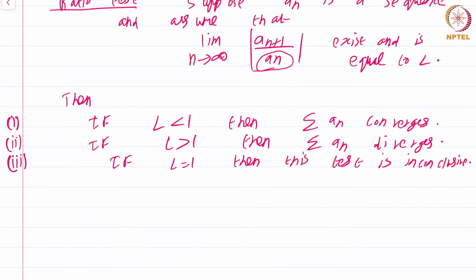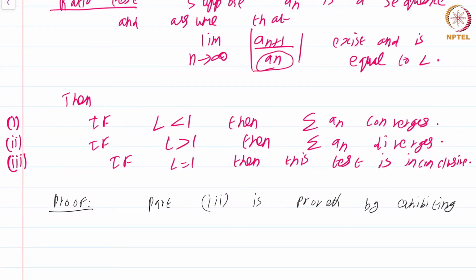Let's deal with part 3 first. Part 3 is proved by exhibiting examples, right? That's the only way you can prove part 3. That means you have to exhibit examples such that in one case the limit is 1 but the series converges, in the other case the limit is 1 but the series diverges. By exhibiting examples, take 1 by n and 1 by n squared, and I leave the details to you, which is which.